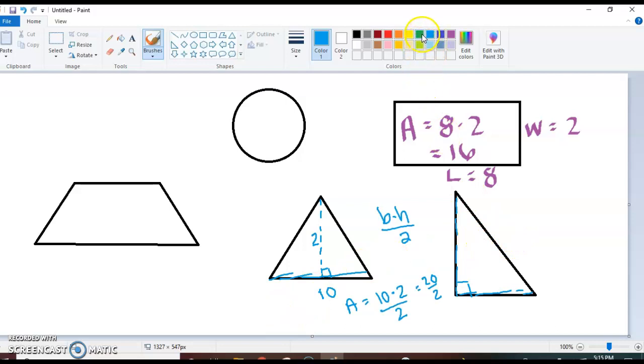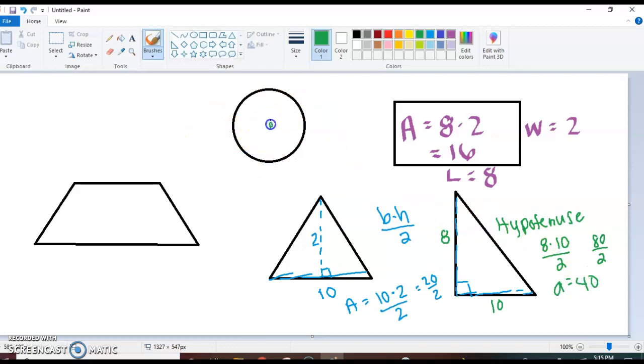The right triangle, let me switch colors. If this was 10 and this is 8, this side, we don't need this. This is the hypotenuse. The hypotenuse is not perpendicular to anything, so we are never going to use that side to multiply when we go to find the area. So one of these is the base, the other is the height. So base times height divided by 2. So 8 times 10 is 80. 80 divided by 2, the area of this triangle would be 40.